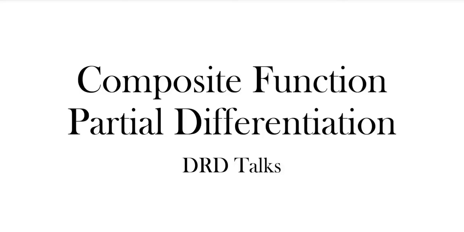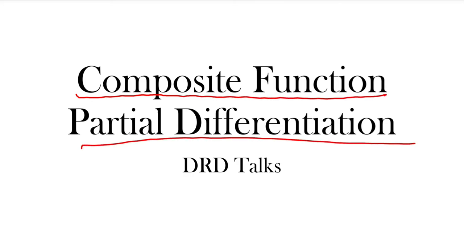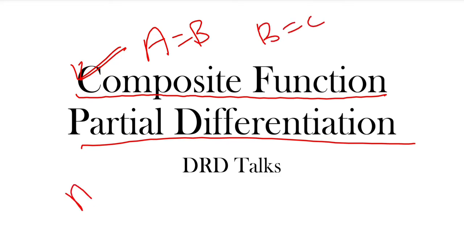Last week I was not able to upload any video due to some personal work, but now we are going to see the composite function part of partial differentiation. This composite function is based on the principle that if a is equal to b and b is equal to c, then a is equal to c.